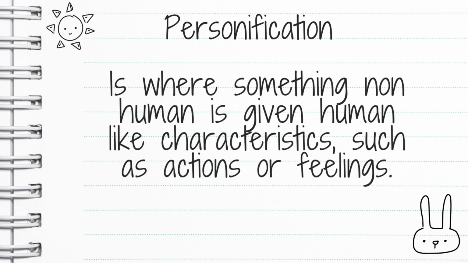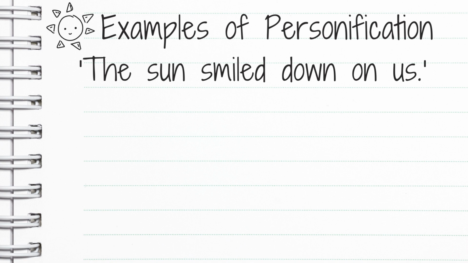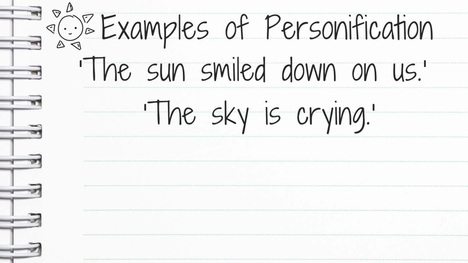So, personification is where something non-human is given human-like characteristics, such as actions or feelings. So, here are some examples. The sun smiled down on us, because suns don't have mouths, so they can't smile on us. The sky is crying. We would use that when it's kind of like a metaphor, when it's raining. We might say the sky is crying, but it's not actually crying because the sky doesn't have feelings of sadness.